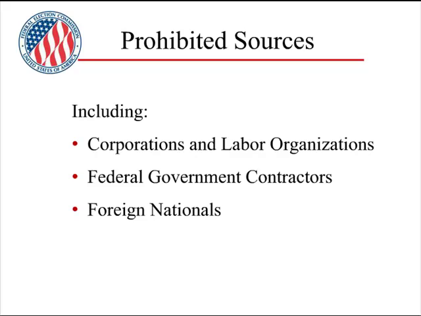The government contractor ban applies to persons holding contracts to provide goods or services to the federal government, but does not prevent personal contributions from individuals who simply work for a company that has such a contract. The foreign national ban applies to any persons who are not either U.S. citizens or green card holders, and that ban applies to all U.S. elections, federal, state, and local.